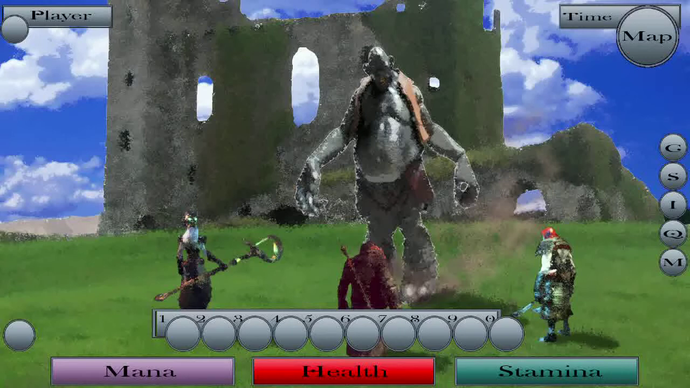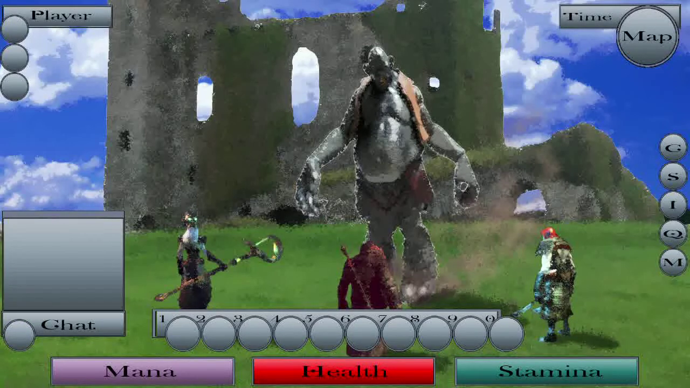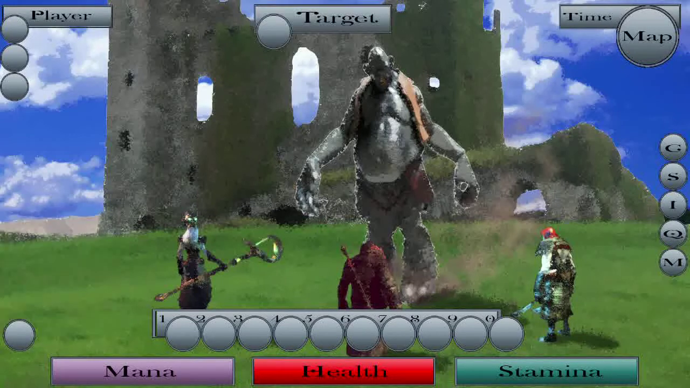We felt it was really important to keep some elements that current MMOs are doing really well, like the map and the time, showing everyone that's in your party and having a chat window that they can use to communicate with other people. And the player target, along with any incoming spells that you might need to avoid.